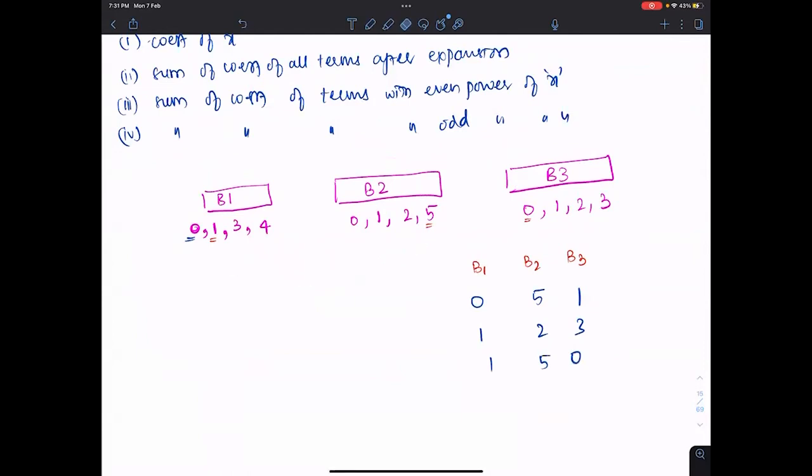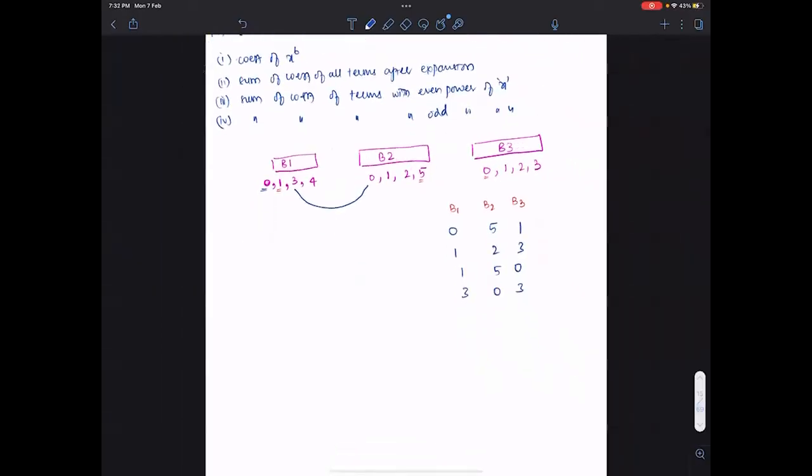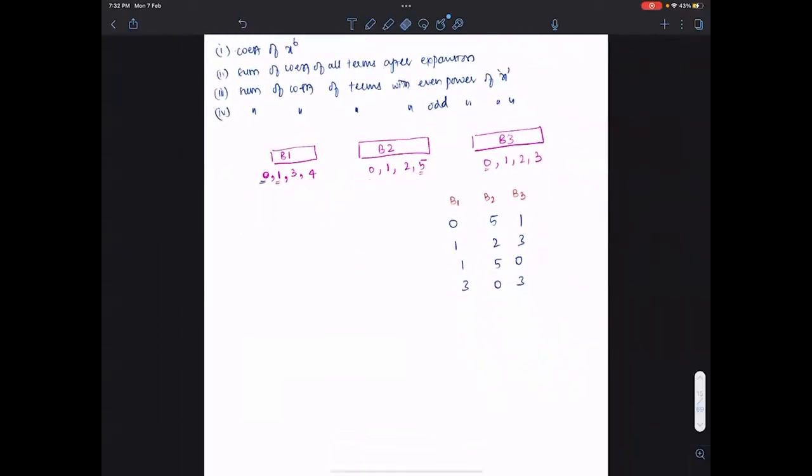Now after this, start again with 3. 3, 0, 3 must be there. Yes, 3, 0, 3 is there. Next, with 3, 1: 3, 1, 2 must be there. Yes, it is there. Next, 3, 2, 1. Okay, now I'm keeping on listing down.